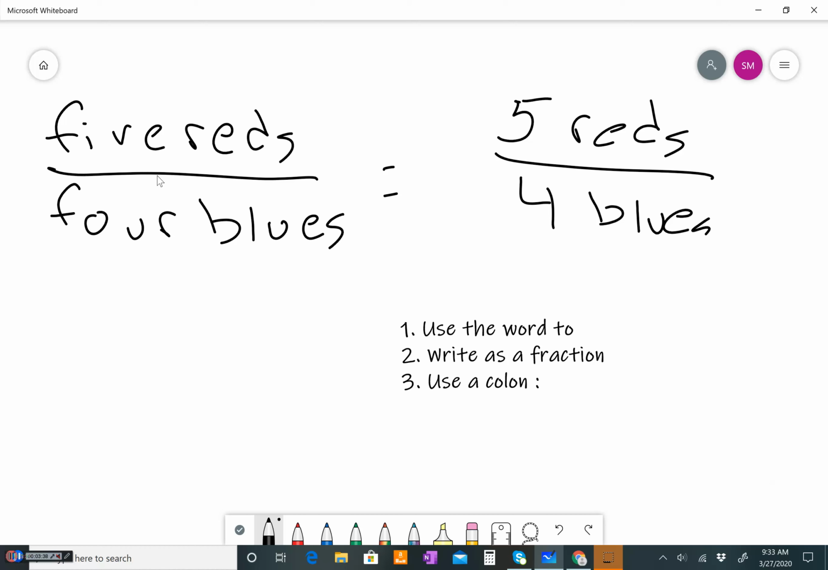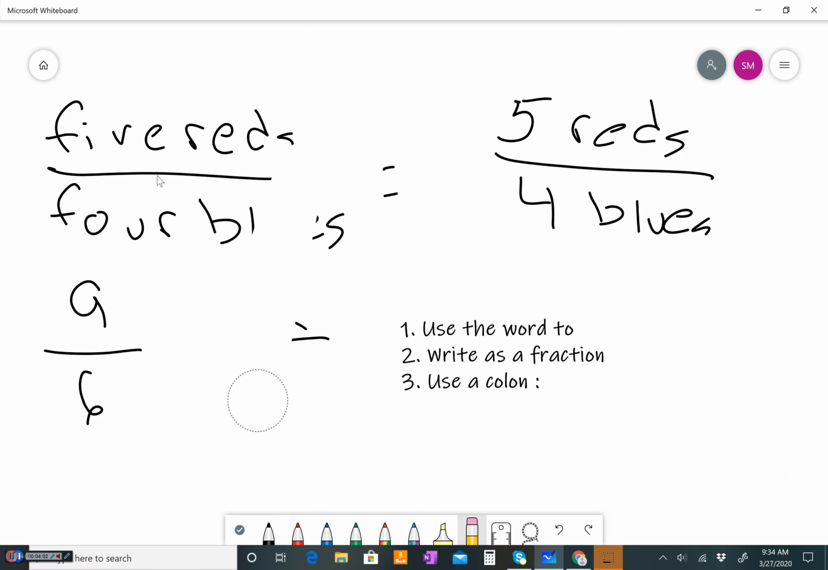Then our other one was 9 to 6, which they just showed us as a fraction. Remember that fraction line means to. And then the third example was 12 to 1, again just writing it as a fraction. 12 to 1, just comparing. That's all they're doing.